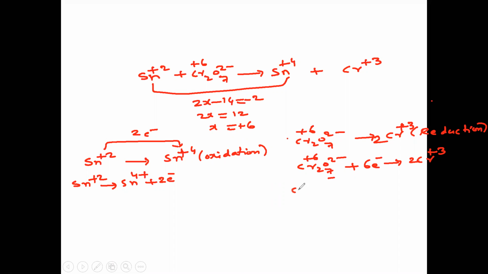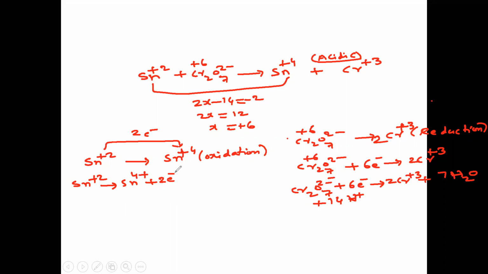So we have to write Cr2O7 2- plus 6 electrons gives rise to 2 Cr +3 plus, very important, 7 oxygens are there, so 7 water molecules. And on the other side we have to add 14 H+, since this is acidic medium, as they have given acidic medium. So 14 H+. And here there is no oxygen, so no need to write anything. So writing the final equation now.